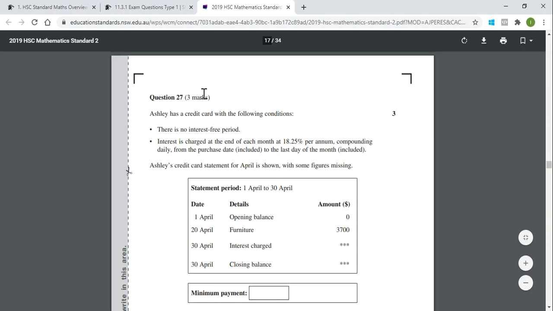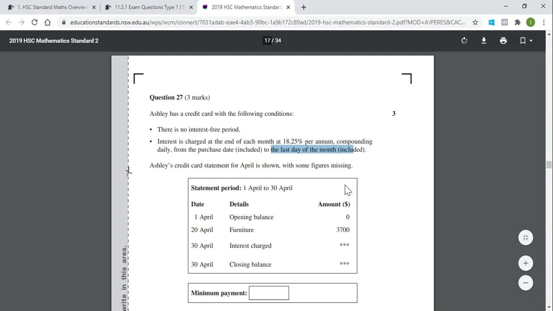So what you have been given here is a credit card statement. You've been told that there's no interest-free period. So as soon as you use the credit card, interest is being charged. And interest is charged at the end of each month at 18.25% per annum. What's more important is that it's compounded daily, which means that each day you're not going to make a payment, a portion on a pro rata basis is going to be charged on you, from the day you purchased, so that day is included in the calculation of the interest, to the last day of the month, and that day is also included.